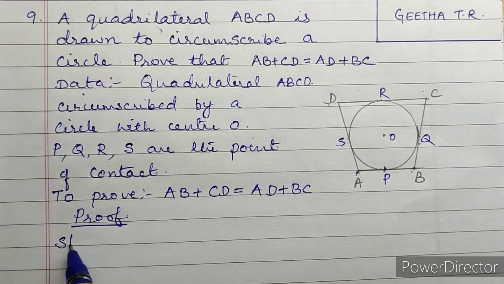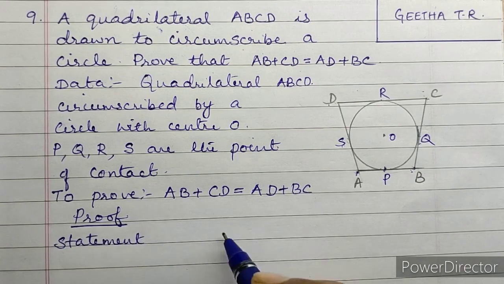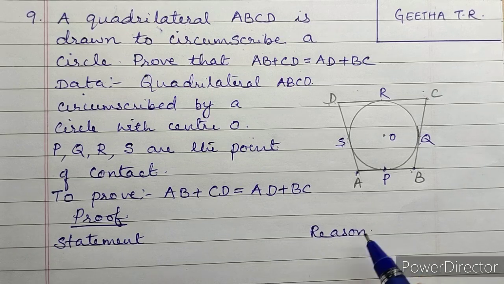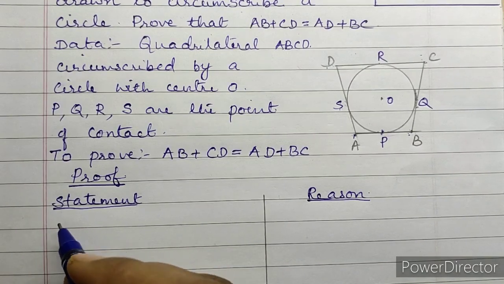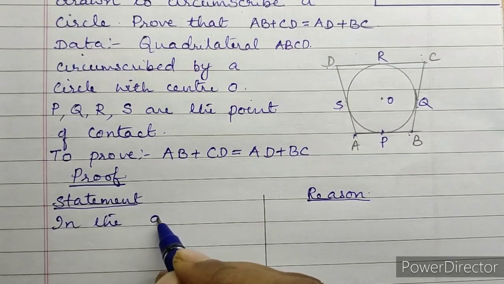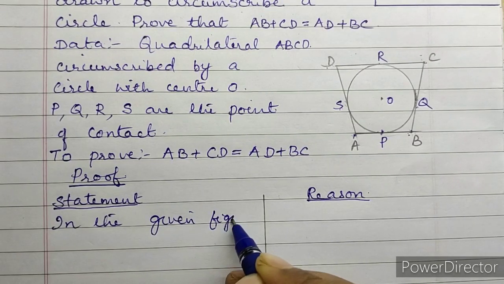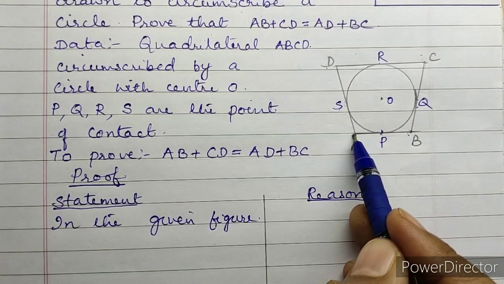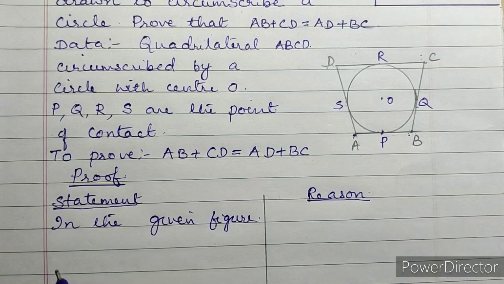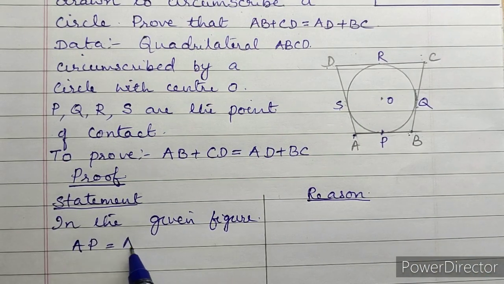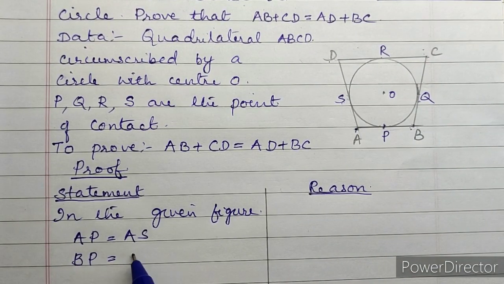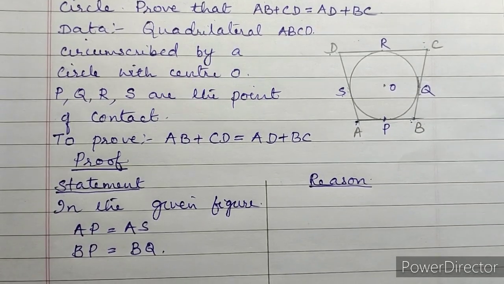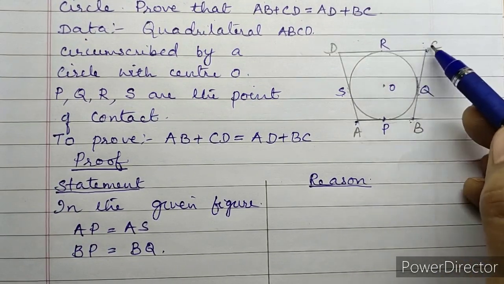Proof: statement and reason. Underline and draw the line also. So you have drawn the line also. Now you have to start. In the given figure, what can you write? If A is the external point, AP is equal to AS. AP equals AS. Then if B is the external point, it is BP equals BQ. The next one, C is the external point, means CR is equal to CQ.